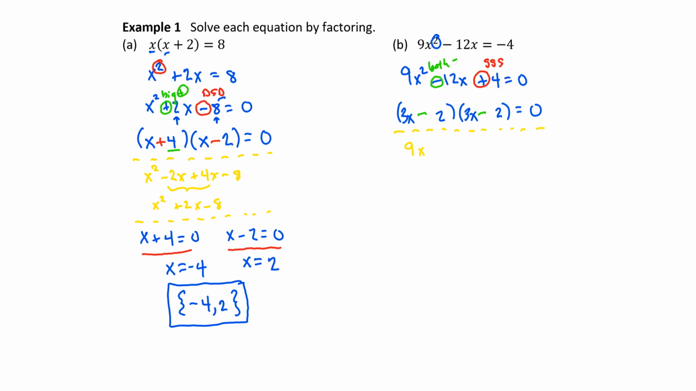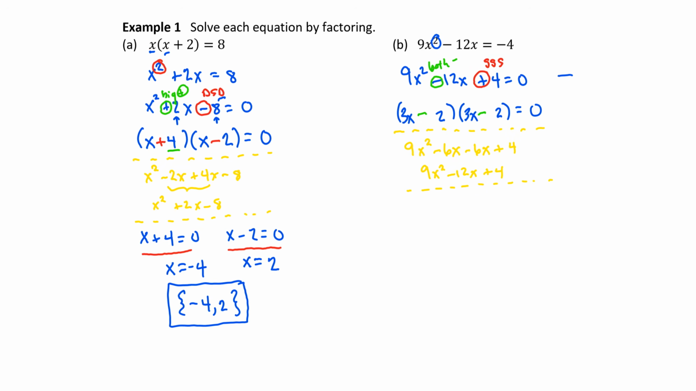So applying FOIL, we have 9x squared, outside terms are minus 6x, same for the inside terms, and last are plus 4. Combining those middle terms there, notice we have reproduced the original trinomial. So that means we have it factored correctly, and we can proceed with confidence. Now this one is factored as 3x minus 2 times 3x minus 2 equals 0.